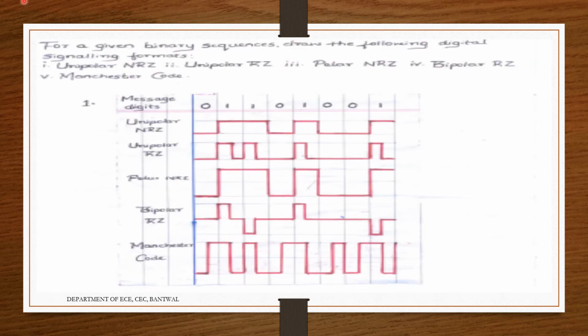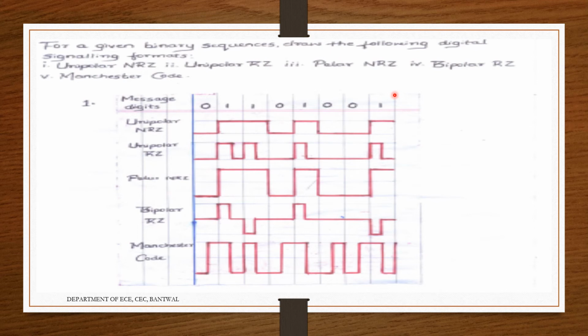Now we are going to solve some problems related to the line coding techniques. For a given binary sequence, draw the following digital signaling formats. I have given some of the formats: unipolar NRZ, unipolar RZ, polar NRZ, bipolar RZ, and Manchester code. The message bits are given here: 0, 1, 1, 0, 1, 0, 0, 1.